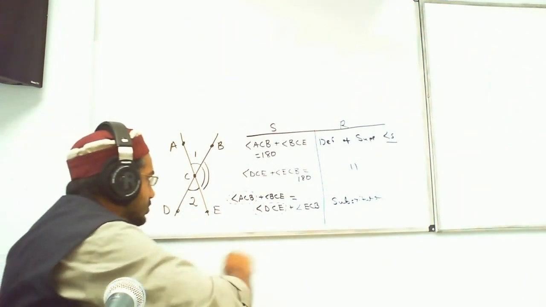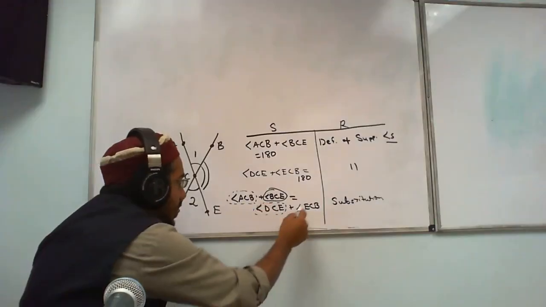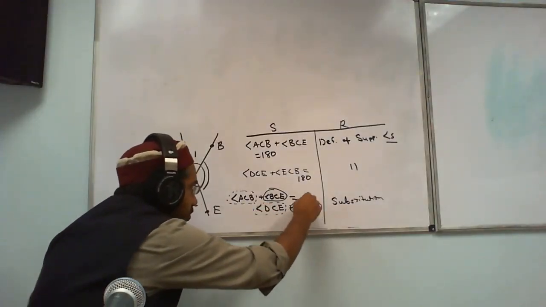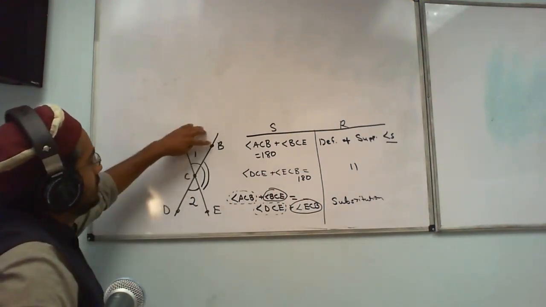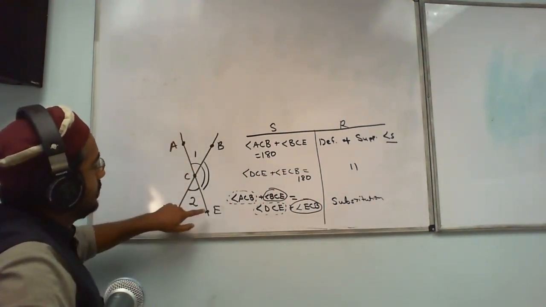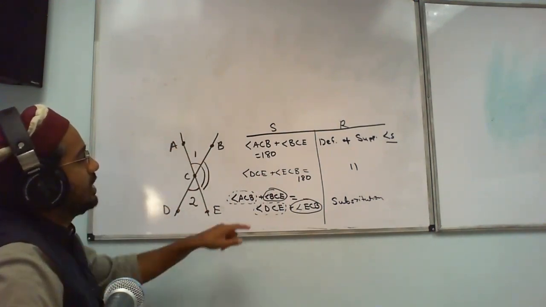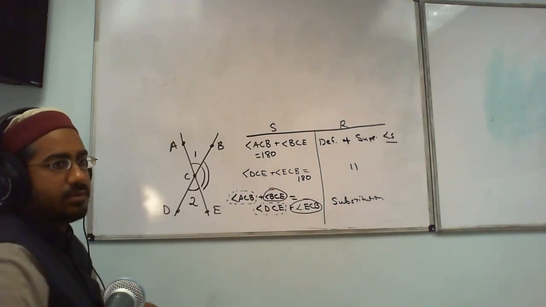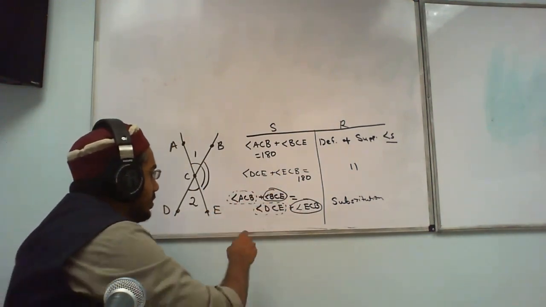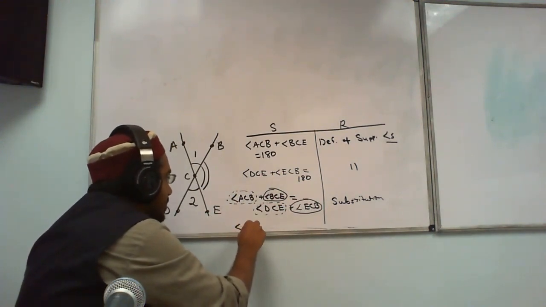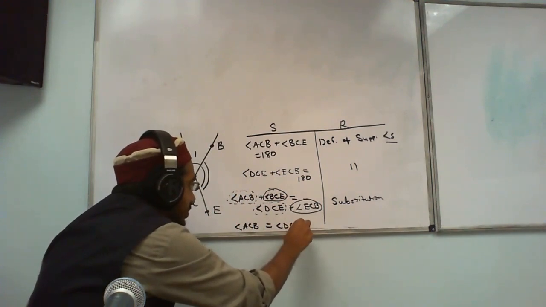Not sure, right? So what do you notice about this angle over here? With those angles that I want to keep, there's this angle over here that I want to get rid of. BCE or ECB, it's the same thing, right? So I can just subtract that angle out. If I subtract that angle out, what do I have left? I just have ACB equals angle DCE.